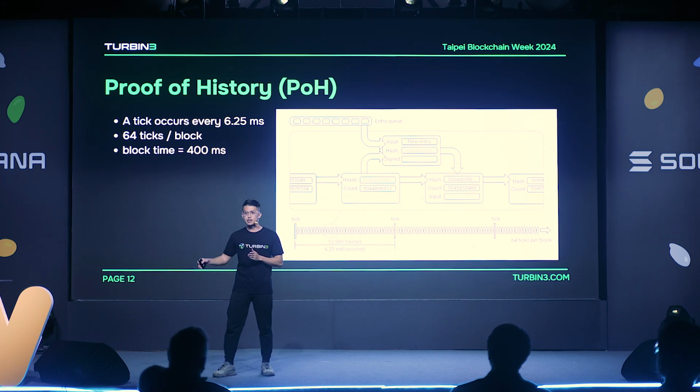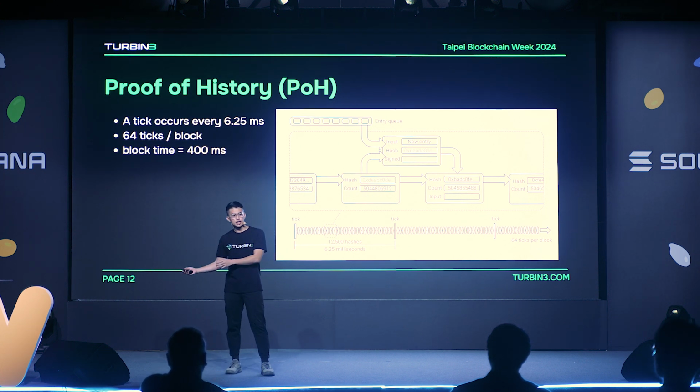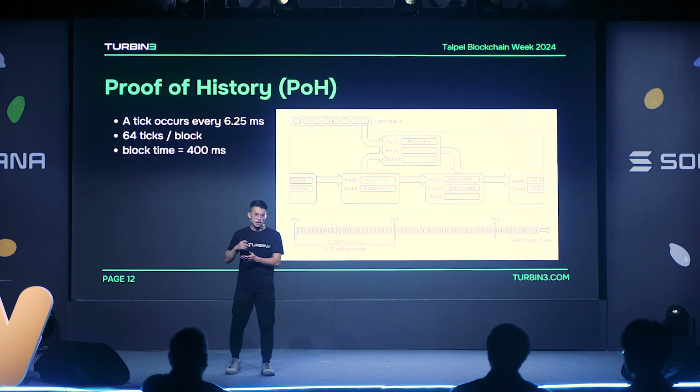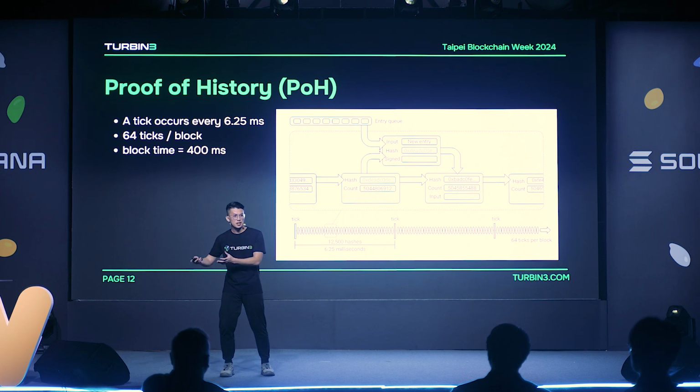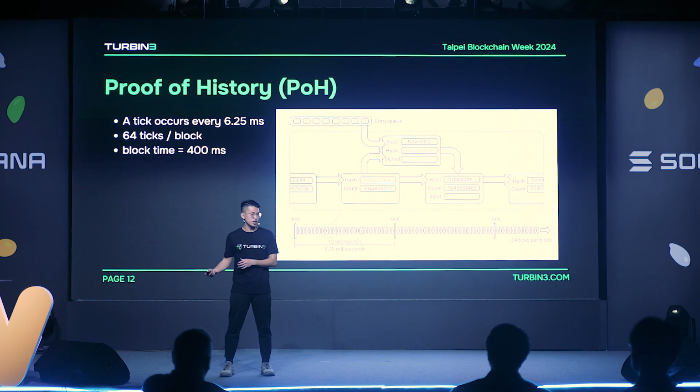During the hashing process, if an entry is created by the leader validator, the entry will also be included inside the proof of history. This prevents other validators from producing the block in advance, because the proof of history will change after the entry is included inside it.